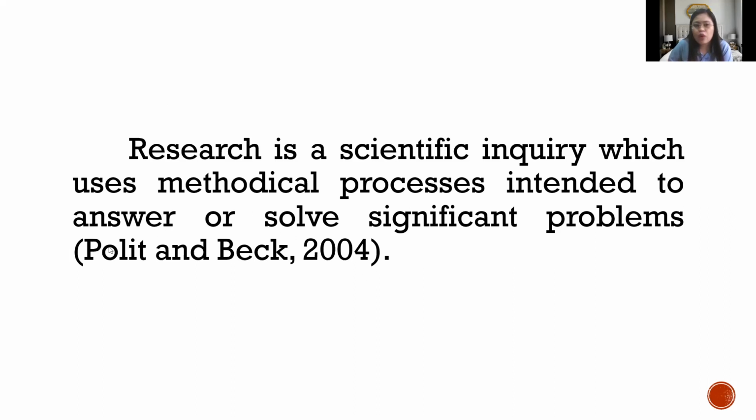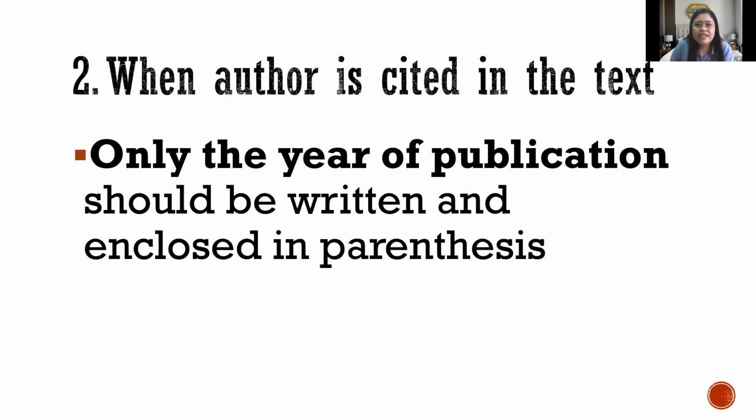Two surnames, because there are two authors. So Pollitt and Beck, and then comma, and then the year of publication. Do not forget, we just need the surname and the year of publication. Next, one author is cited in the text. This is not really called parenthetical citation but in-text citation. For in-text citation, class, only the year of publication should be written and enclosed in parentheses.